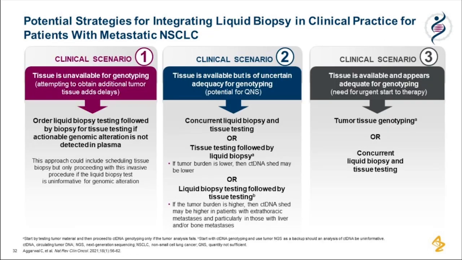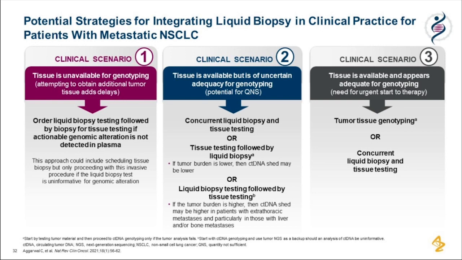So there are some potential strategies for integrating liquid biopsy in clinical practice for patients with metastatic non-small cell lung cancer. Clinical scenario number one: tissue is unavailable for genotyping. Attempting to obtain additional tumor tissue adds delays. You can go ahead and order liquid biopsy, followed by biopsy for tissue testing if the actionable genomic alterations are not detected in plasma. So if the plasma comes back negative, then try and go for more tissue. Scenario two: tissue is available, but its adequacy for genotyping is uncertain, with potential for quantity not sufficient, which is essentially the three worst words that you can see on a report.